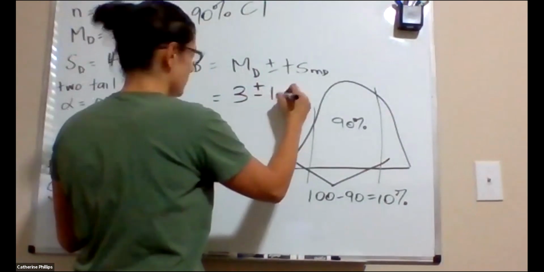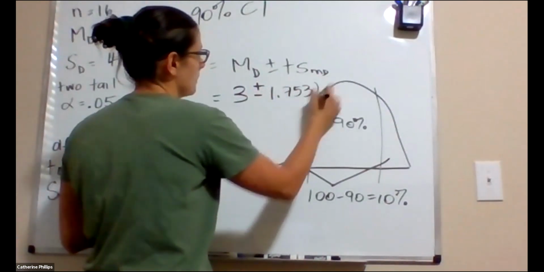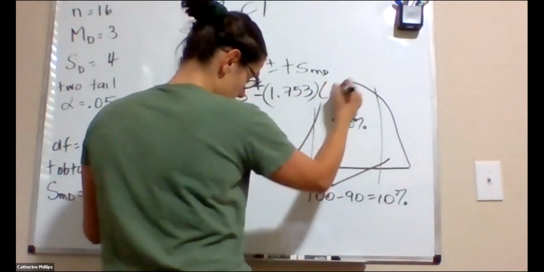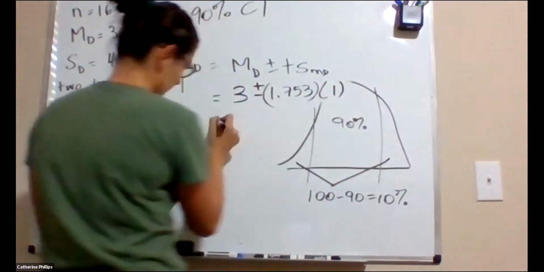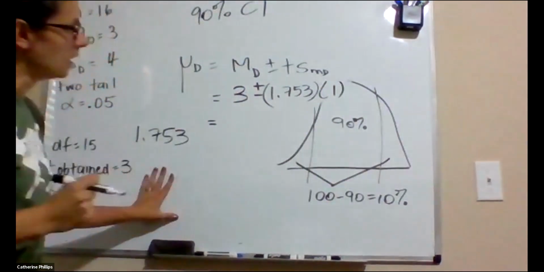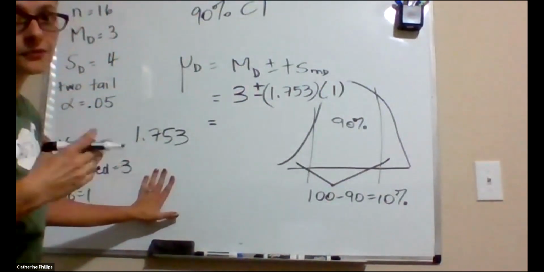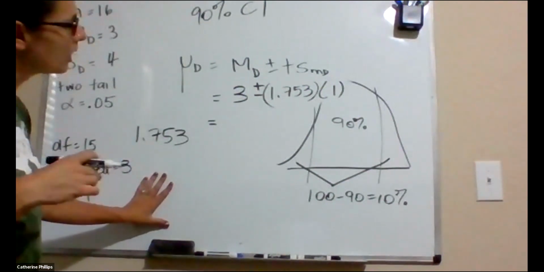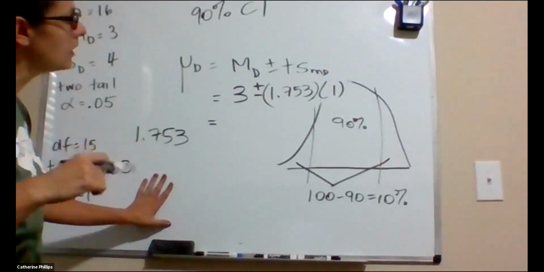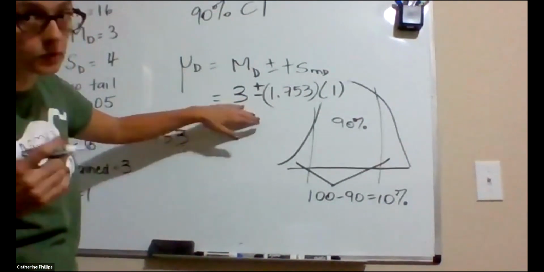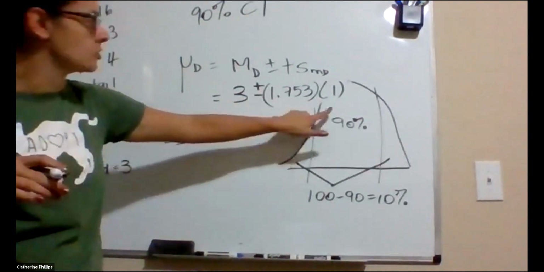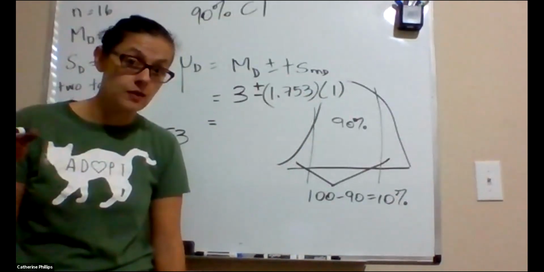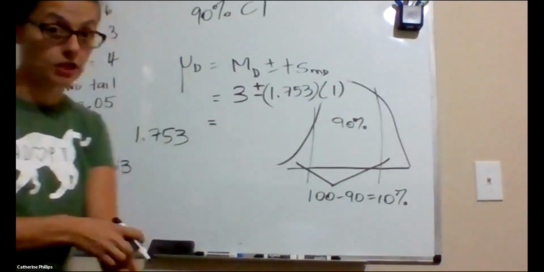So I have 1.753, and the estimated standard error for 17A was 1. I'll do all these for 17B too. When I do that, the mean difference won't change. The t won't change, but the estimated standard error changes when we change the standard deviation. So our confidence interval is going to change.